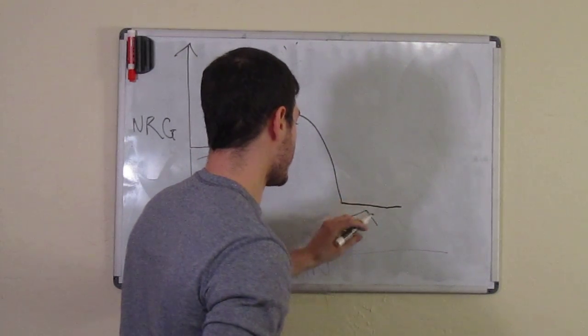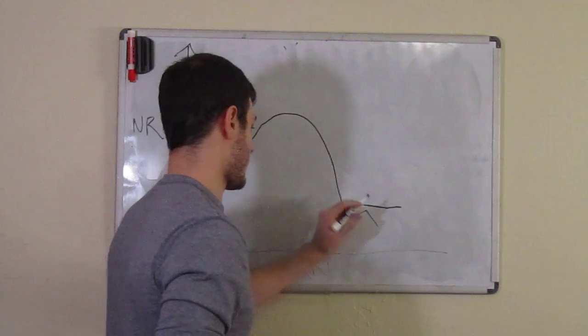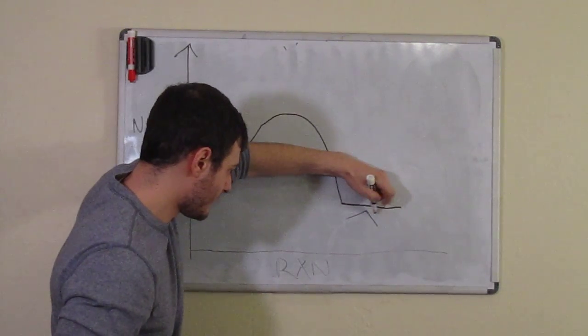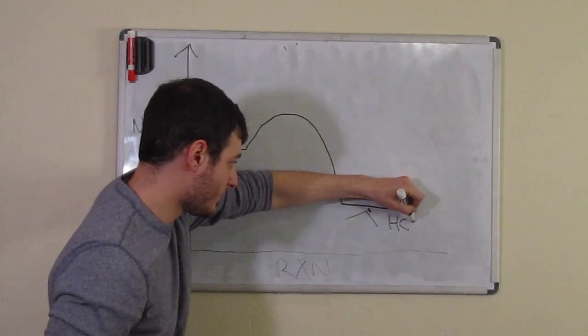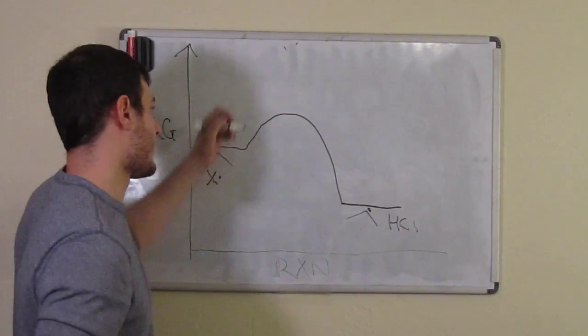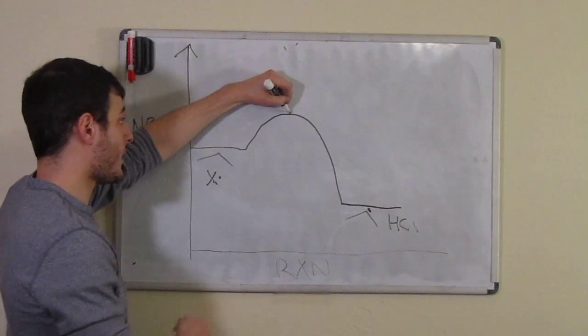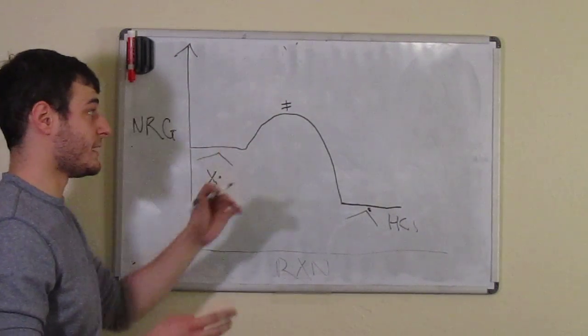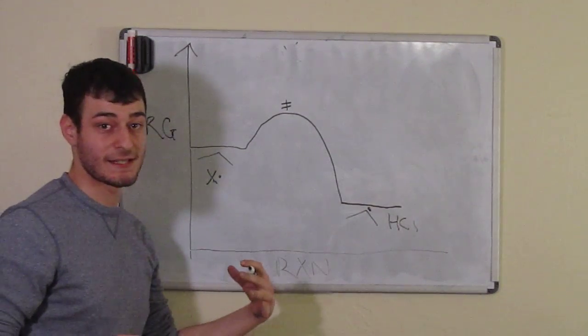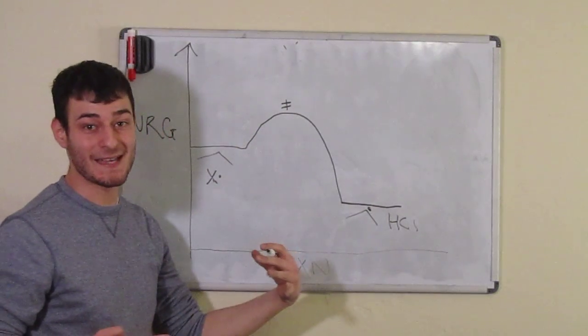And you're going to end up with this propane radical, and then HCl. Remember, we're doing the chlorination right now. So this point up here is called your transition state. It's sort of like an intermediate, but it doesn't actually exist in real life because you can't actually isolate it.